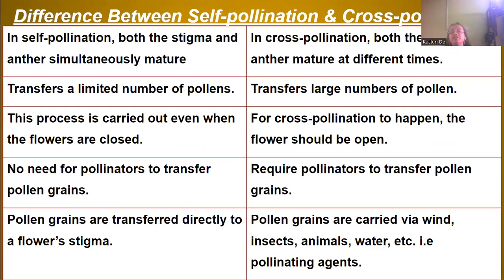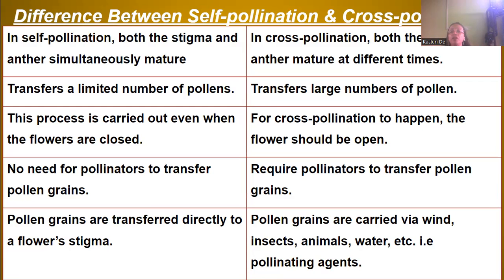In self-pollination, both the stigma and anthers mature simultaneously, that is, at the same time. But in cross-pollination, they mature at different times. Self-pollination transfers a limited number of pollens, whereas cross-pollination transfers a large number of pollens. Self-pollination is carried out even when the flowers are closed. For cross-pollination to happen, the flowers should be open, so that they attract the outside pollinating agents.